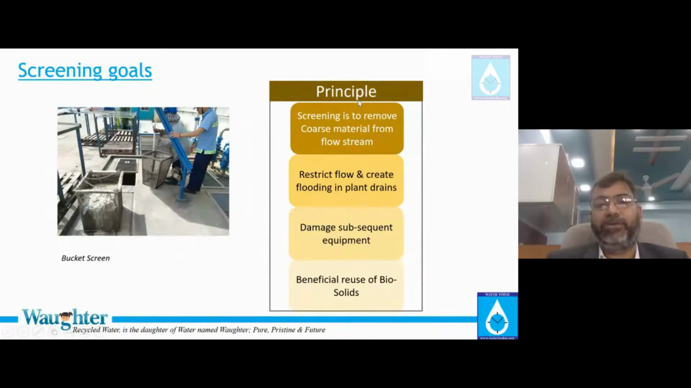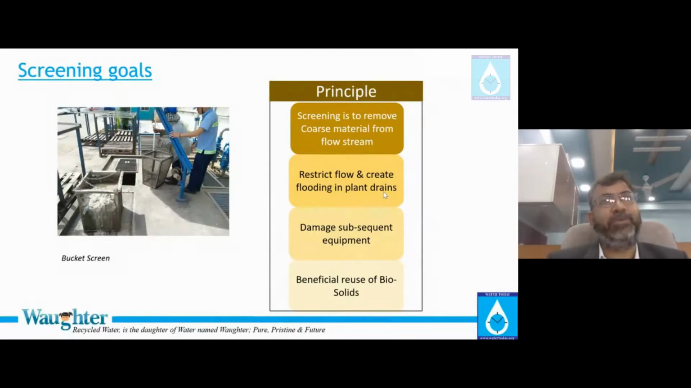What are the screening goals? The principle of a screen is to remove coarse material from the flow, without restricting flow and creating flooding in the plant drains. That's an important area, because you cannot create the screen in such a way that it will create flooding back.